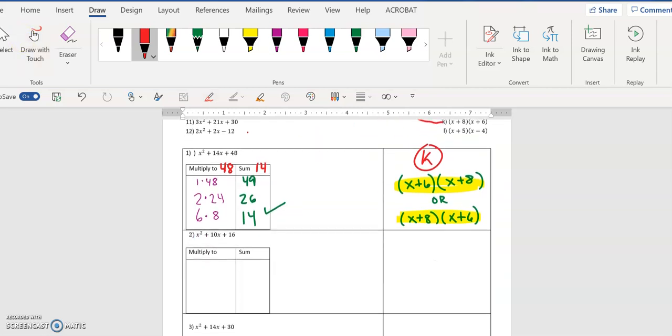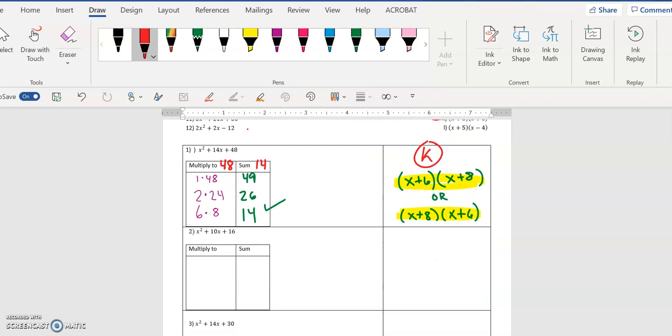Let's continue. Number 2. In number 2, we want to multiply to 16 and add to 10. So what numbers will multiply to 16? 1 times 16, 2 times 8, and 4 times 4. Those will multiply to be 16. Let's figure out the sums. 1 plus 16 is 17, 2 plus 8 is 10, 4 plus 4 is 8.